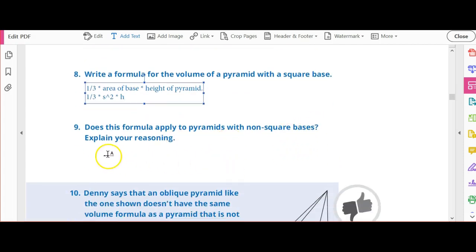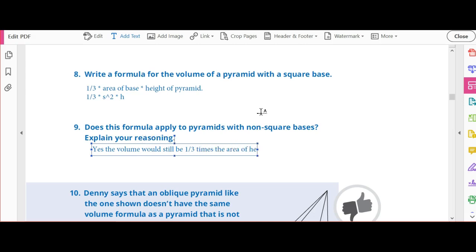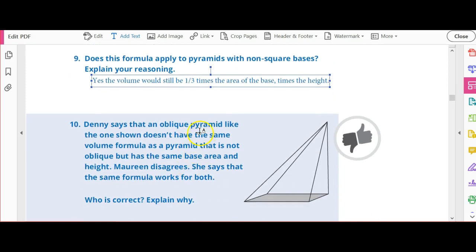Okay, would it apply to pyramids with non-square bases? And we'd say, yes, the volume would still be 1/3 times the area of the base times the height. Okay, Denny says that an oblique pyramid like the one shown doesn't have the same volume formula as a pyramid that is not oblique. So they gave him a thumbs down for saying that, Denny. Maureen disagrees. She says that the same formula works for both. Who is correct? Explain why.